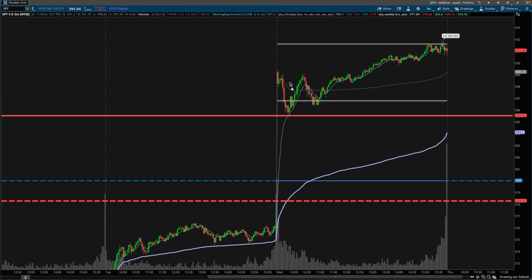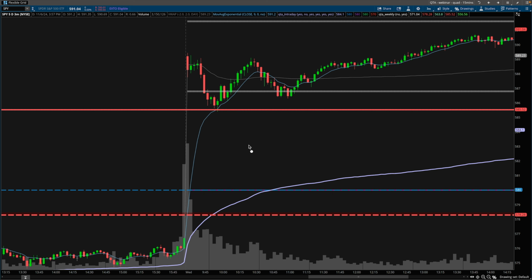What's important here, or where the confluences line up, is as the market was selling off, it came right down to meet this 2 sigma level. And at the same time, this is when the 9 EMA caught up with price action.